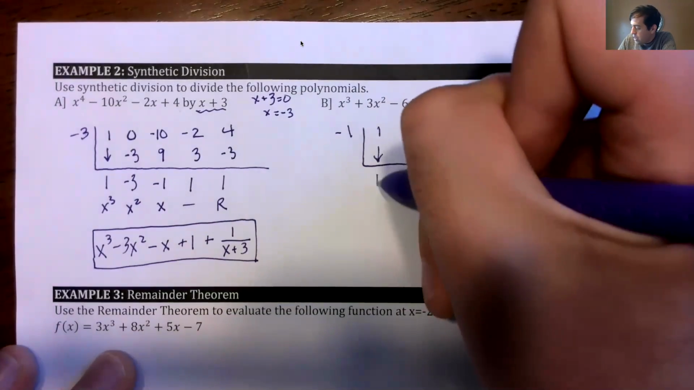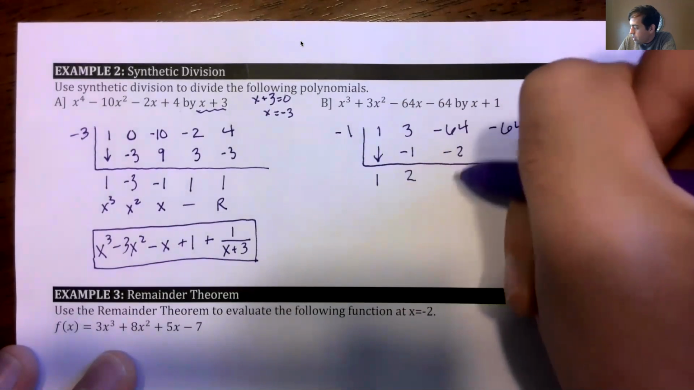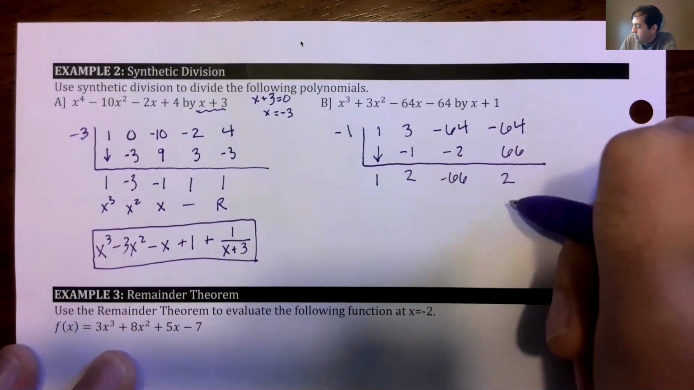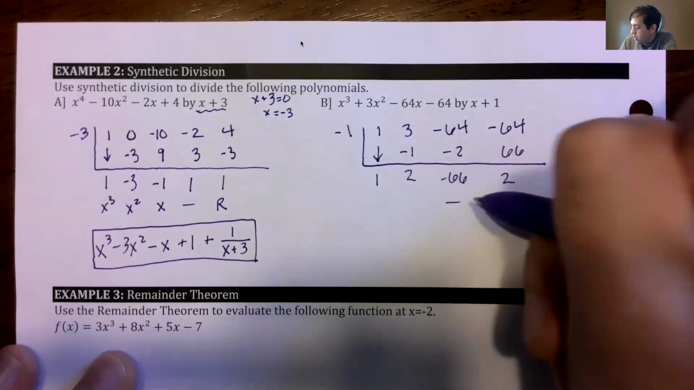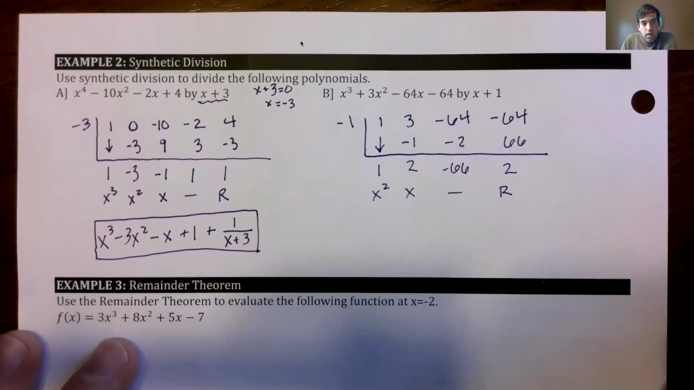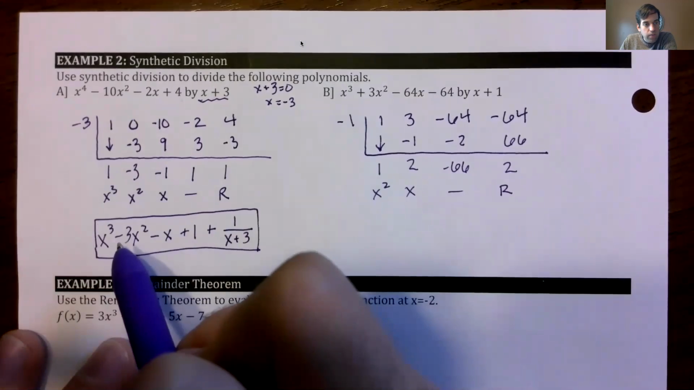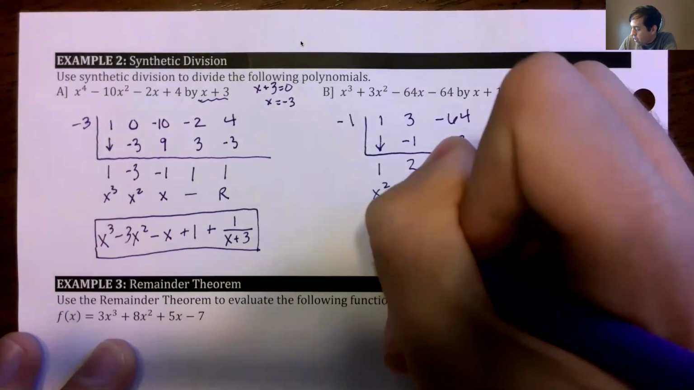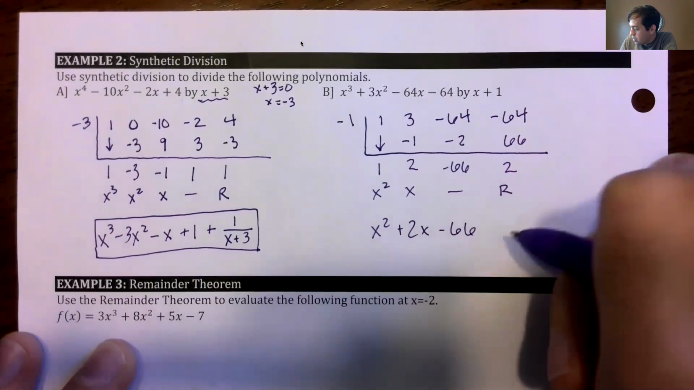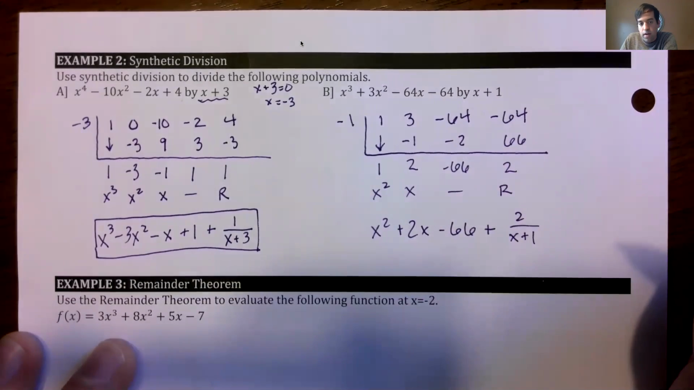And then I bring the 1 down, multiply by negative 1, add down, multiply by negative 1, add down, multiply by negative 1, and add down. Then we have our remainder, our constant term, our x term, and our x squared term. Every time you do this, as you can see, the degree should be reducing by 1 from the beginning to the end. Our final answer, though, is 1x squared plus 2x minus 66 plus 2 over the original divisor, which was x plus 1.